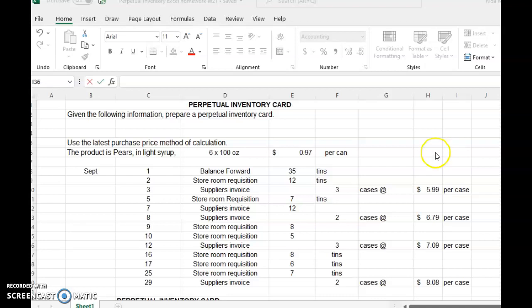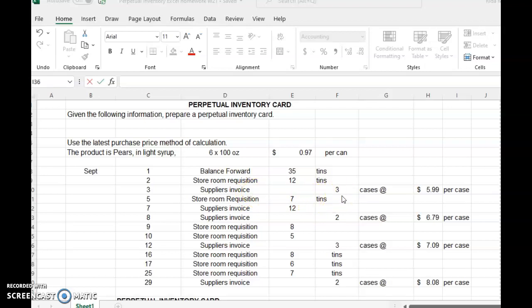Hello everyone, so today we will be doing perpetual inventory and also how to use the round up formula on Excel. So let me just go through what each term means. Balance forward is the balance that we start off with, or the original balance. Storeroom requisition means the amount that is going out, and supplier's invoice means the amount that's coming in.